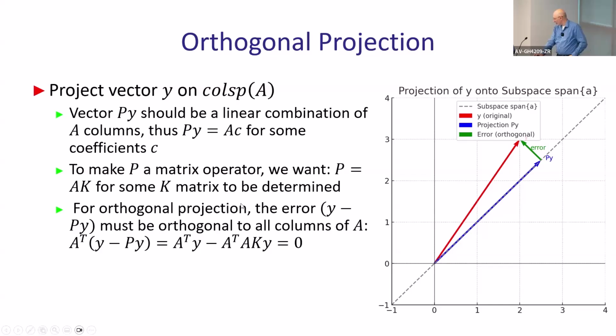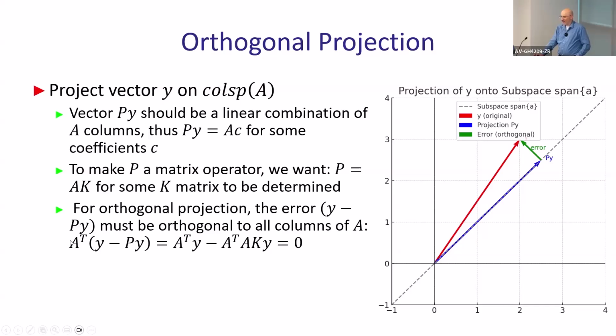So here is what we do actually. The error, which is y minus Py, do you understand why it's y minus Py? This one minus this one will be that error vector. So y minus Py will be the error vector, okay? It must be orthogonal to all columns of A, which are spanning that subspace, which means that A transpose times that error needs to be 0.